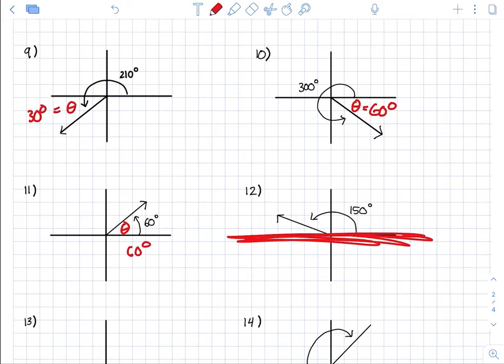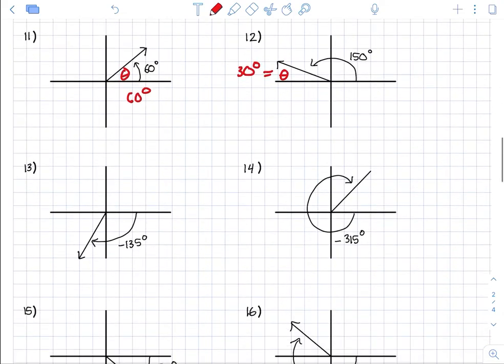12. X-axis, terminal side. So the angle formed there is that one. So here's the theta. Well, what is that? Well, you know a whole half circle is 180, so if this amount gives you 150, that means this amount must give you, well, what plus 150 gives you 180? 30 degrees.